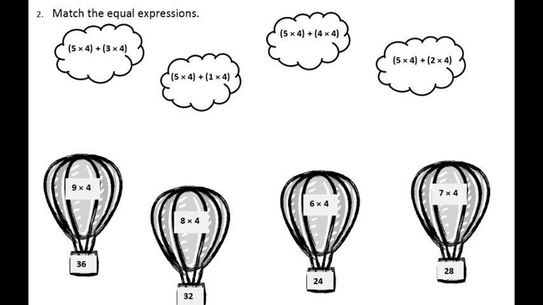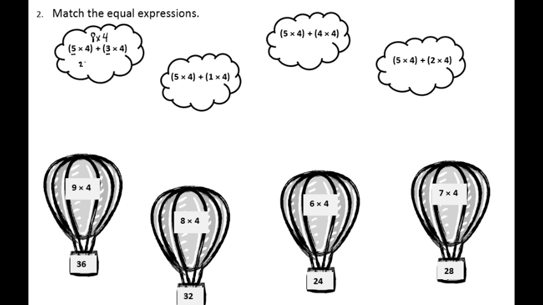Here I have a variety of multiplication expressions in the clouds and some problems in the balloons, and I need to match the equal expressions. If I look at the first cloud, I have 5 times 4 plus 3 times 4. Since 5 plus 3 is 8, this is really showing me 8 times 4. A group of 5 times 4 and a group of 3 times 4 is the same as 8 times 4.